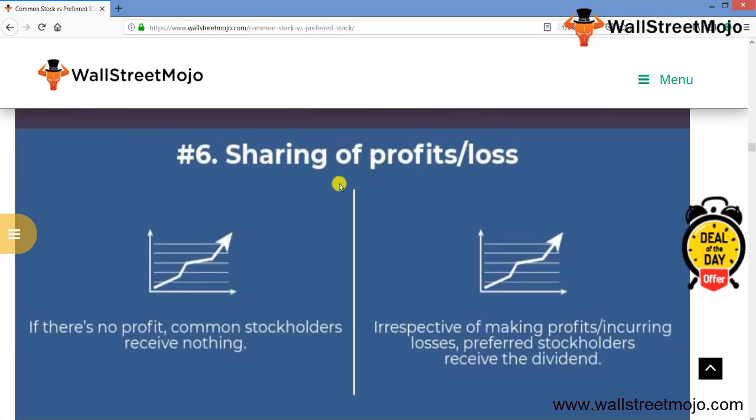Now let's understand the sharing of profit and loss. If there is no profit, common stockholders receive nothing. As I told you before, even if there is a profit, the board of directors may still think about whether to pay it as a dividend or to invest in the company for expansion. So over here, it's discretionary on the part of the board of directors.